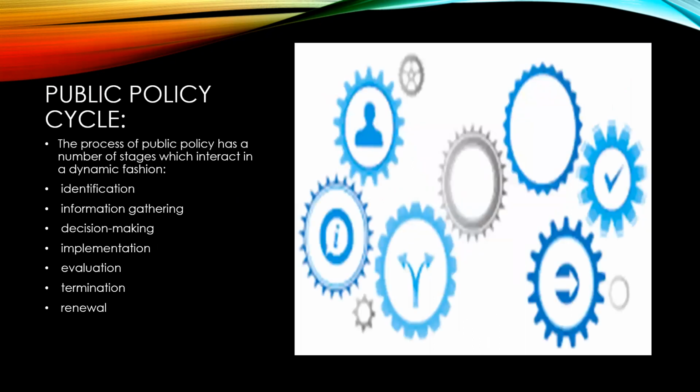Public policy cycle. The process of public policy has a number of stages which interact in a dynamic fashion. It includes identification, information gathering, decision making, then implementation, evaluation, and if required, termination, and then renewal.